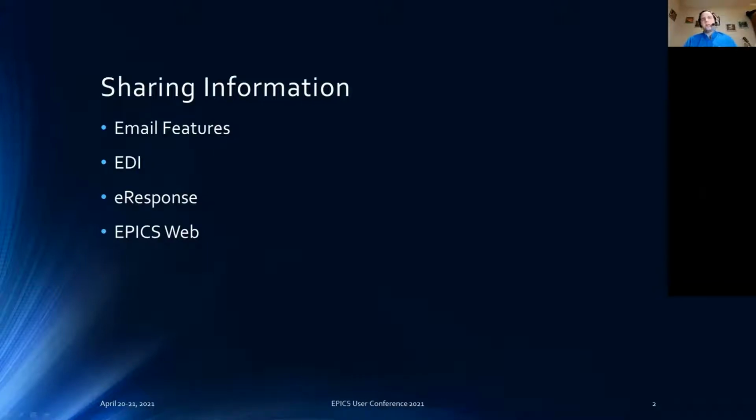So the 4 things I'm going to be talking about today are the email features within EPICS for creating and sending emails, the EDI features within EPICS for setting up information for electronic data interchange, the EPICS e-response, which is a feature that we've had in the past that we have a newer version of that is a couple years old now and is more flexible, and EPICS Web, which we've talked about in years past, but this year I am happy to show off a brand new version of EPICS Web, which has been rebuilt from the ground up.